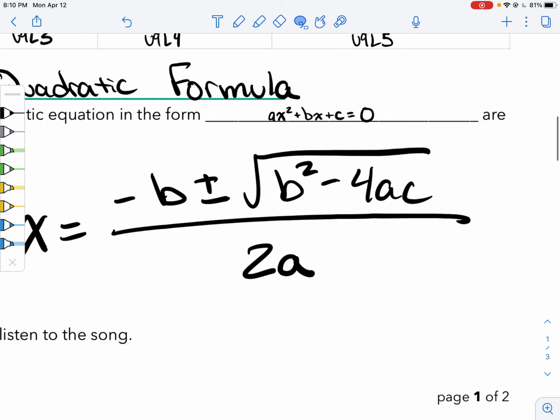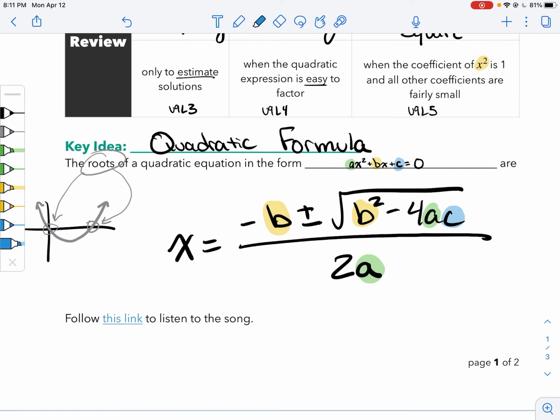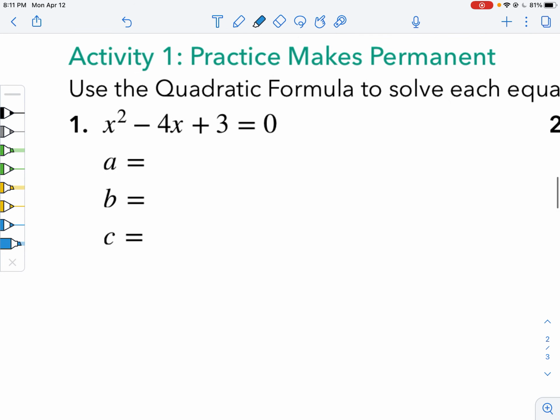You bet your bottom dollar that I'm going to be singing that this whole time. So a is the number in front of your x squared term. B is the number in front of your x term. And c is your little constant at the end. Isn't that great? Write it every single time.